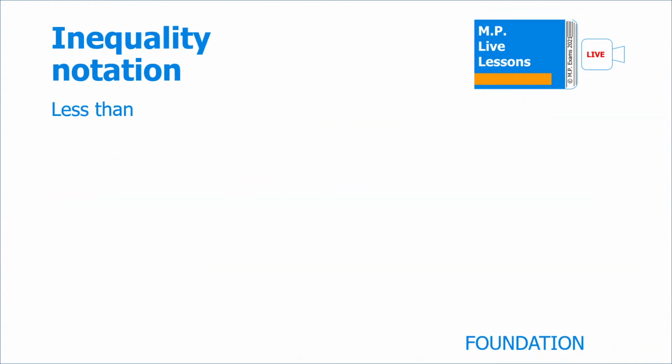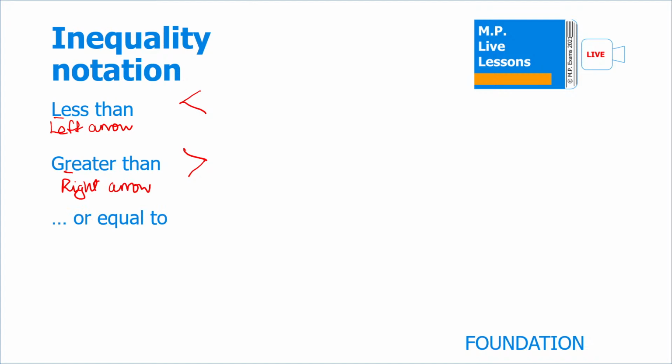Next, we have inequality notation. You need to be familiar with the less than and greater than signs. Less than points to the left, greater than points to the right. And you might have "or equal to", so what you'd then do is draw a line here or simply a flat line underneath. That's how you might see it written out on paper or on Word, for example.